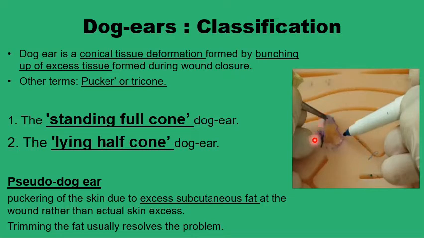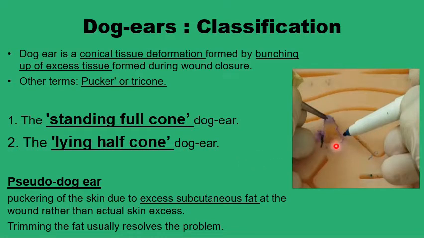Dog ears are formed when there are excess tissues on the wound edges that are raised up above the surface of the wound edge itself. This bunching up of the excess tissue, or the puckering of the skin, is called the dog ear. Sometimes it affects only one side of the wound, then it is a half cone like in this picture, or sometimes it can affect both sides, then it is a full cone dog ear.